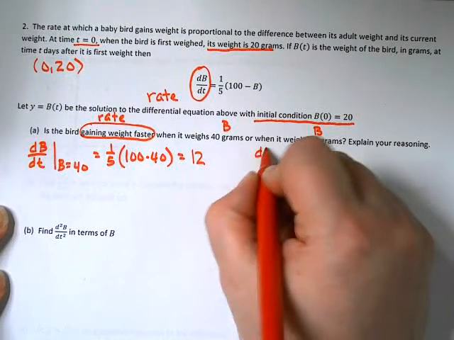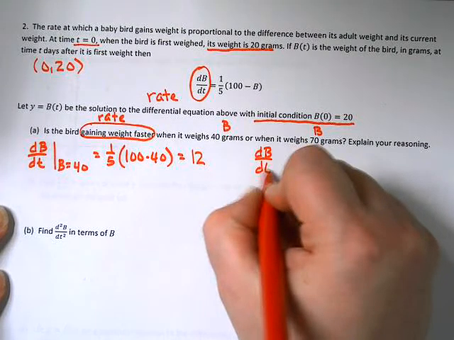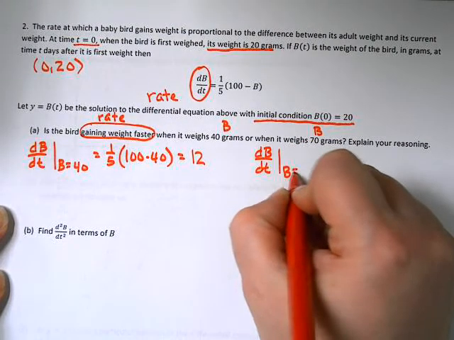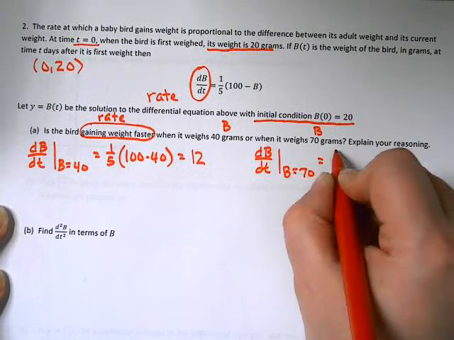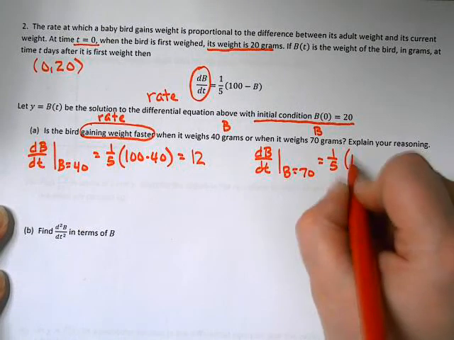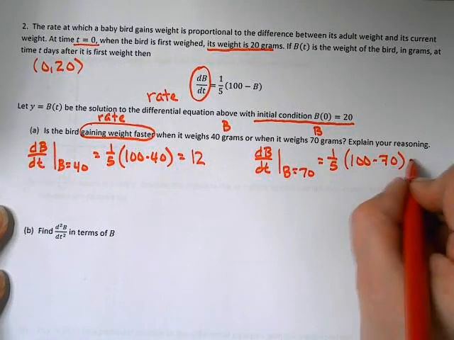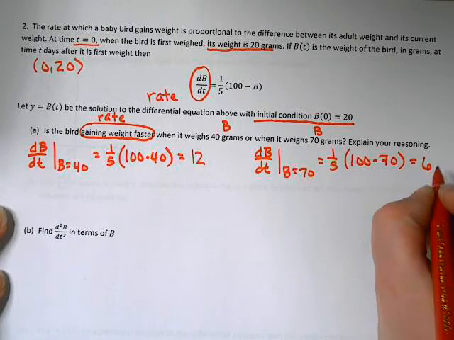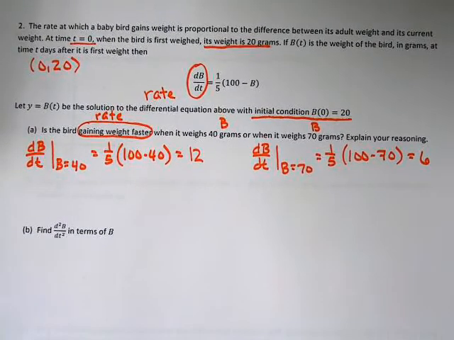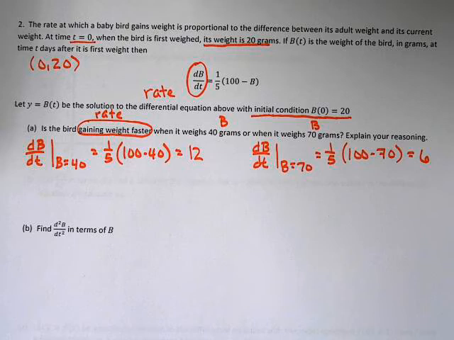And then we're going to go ahead and do dB/dt when b is equal to 70. So that means 1/5 of 100 minus 70. So 1/5 of 30, which we know is 6. All right, one important thing to think about, this is a word problem, right?